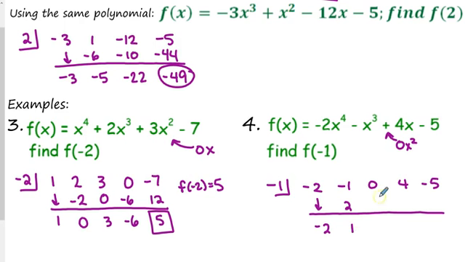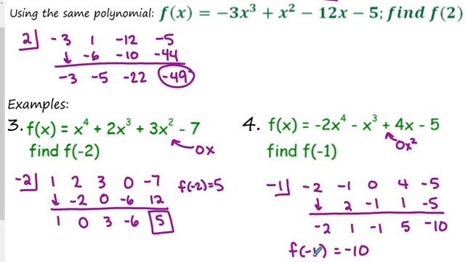Multiply that number by the number in the box. Write it down and add. Multiply that number by the number in the box. Write it down and add. Multiply that number by the number in the box. Write it down and add. Negative 10. So f of negative 1 is negative 10.